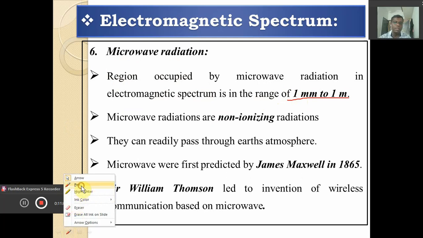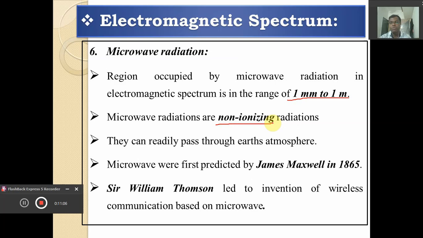If we talk about other characteristics of microwave radiation, you will come to know that these microwaves are non-ionizing radiations. They can very easily pass through the earth's atmosphere. This is a very important radiation, which was first produced by James Maxwell in 1865, and Sir William Thomson led the invention of wireless communication based on these microwave radiations. So this wireless communication was led by Sir William Thomson, in which he used microwave radiations.